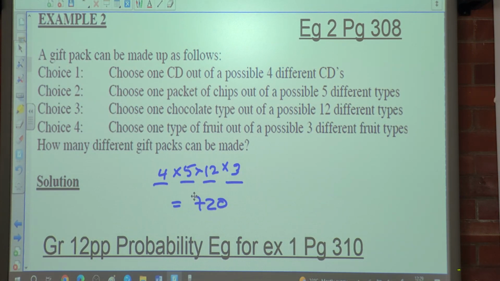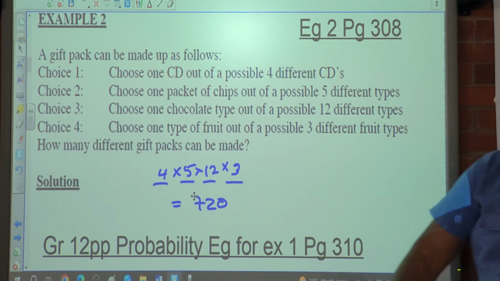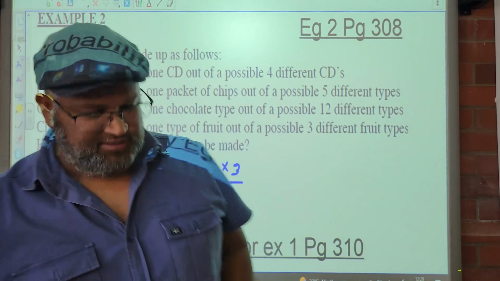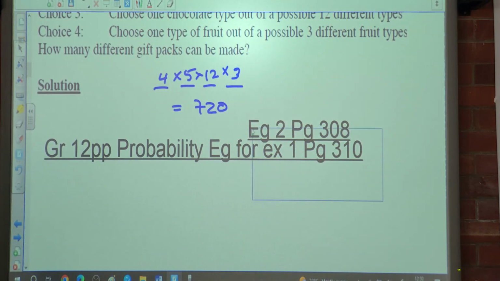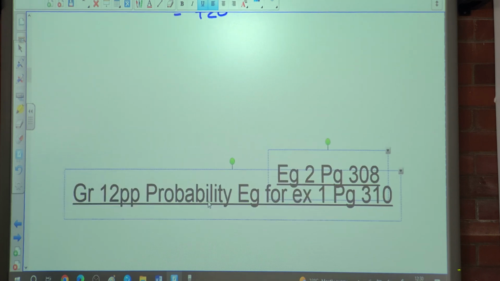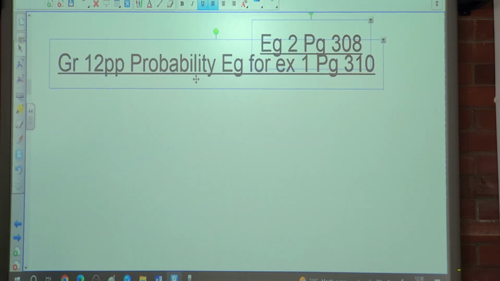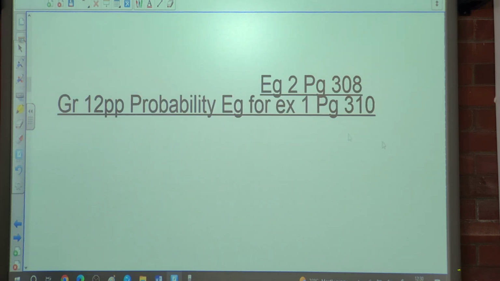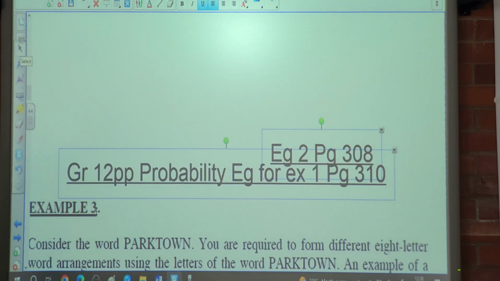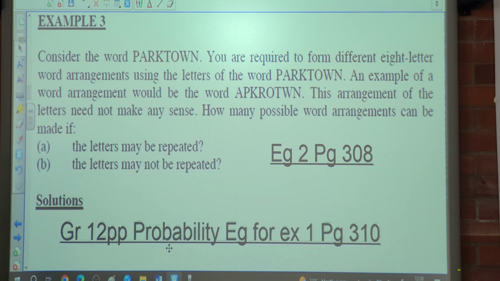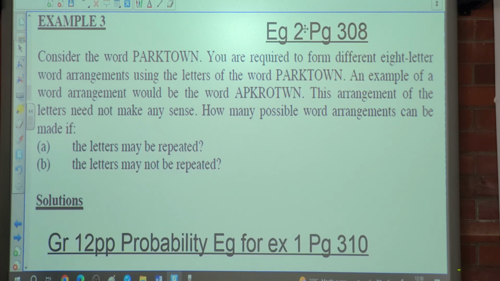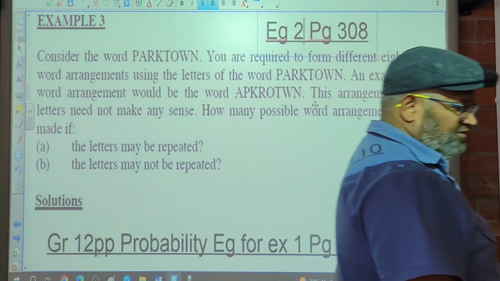Any confusion at this point? Okay, can I move on? Yes. Easy enough so far? Example 3 is on the next page.